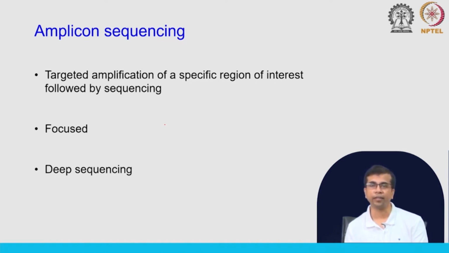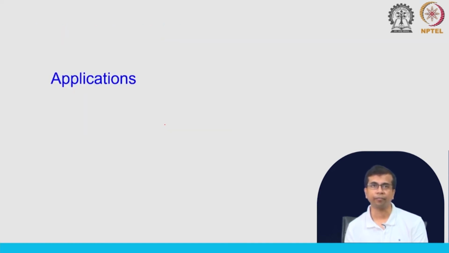And again, this is a focused analysis, we are looking at only 1 to 2 genes maybe, or a small segment of the genome, and we do deep sequencing. So, this again helps in getting to the rare variants.